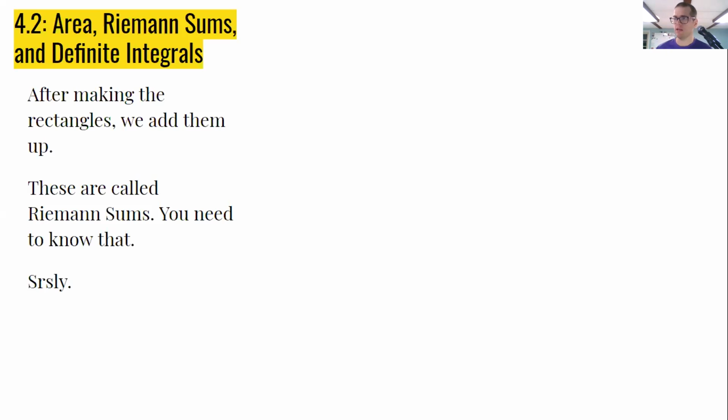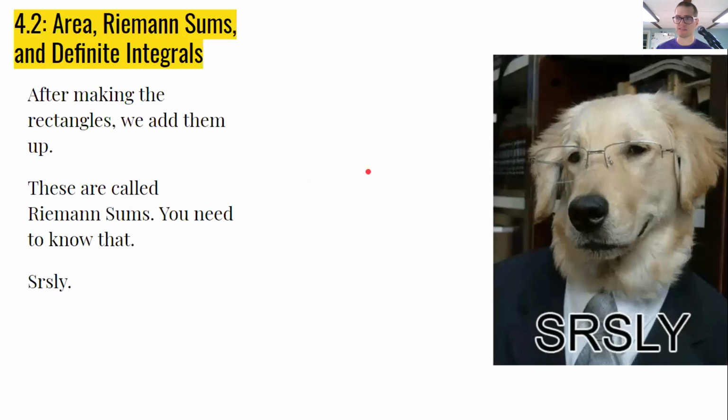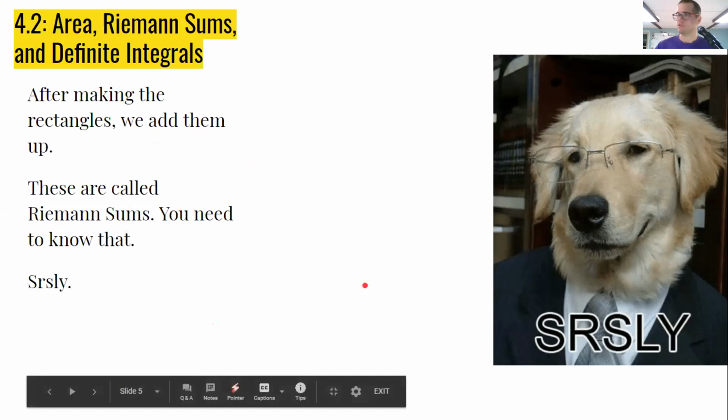You need to know that, because on the AP test, that's a piece of knowledge that they need you to know. They're never going to say, find the left endpoint rectangle approximation with 4 rectangles. What they're going to say is something like, find the left Riemann sum approximation with 4 subintervals, which just means find the left endpoints and there's 4 rectangles. Again, why do they do that? Partially because the AP test also tests your knowledge of vocabulary and terminology. So you should know that.